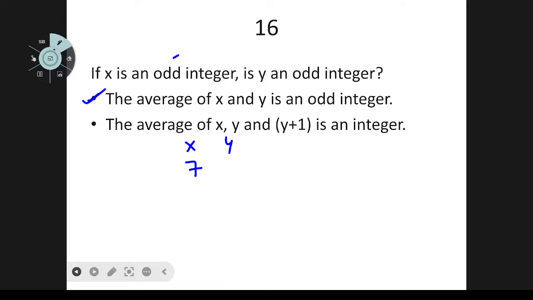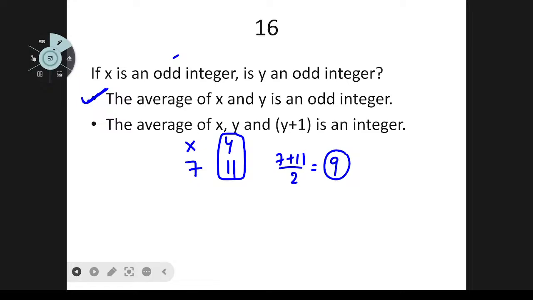So let's say I am taking the value of y as 11. Now, is the average of x and y an odd integer? I will check. 7 plus 11 divided by 2, I am getting 9. Is it an odd integer? Yes, it is an odd integer. So, is y an odd integer here? Yes, y is an odd integer. How can I tell that? By using the first statement.